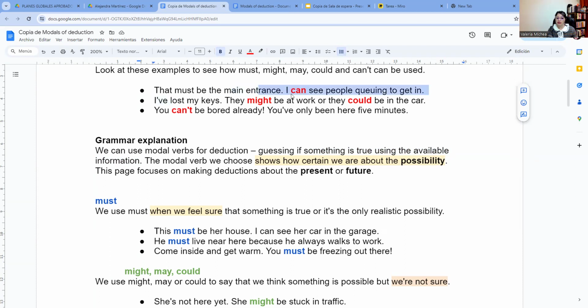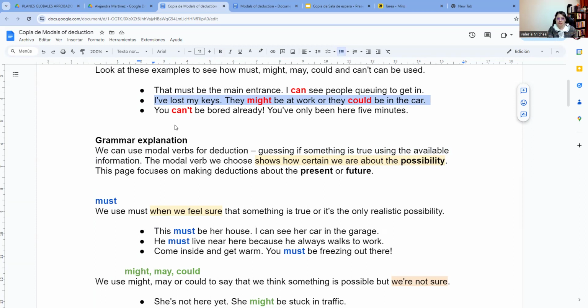Then in the second example, I've lost my keys. They might be at work or they could be in the car. So when I use might, it's because I'm not very certain. I have a very low chance of certainty, right? So it's on the bottom. They might be at work, I'm not sure, or they could be in the car. Maybe I'm a little more certain about that.